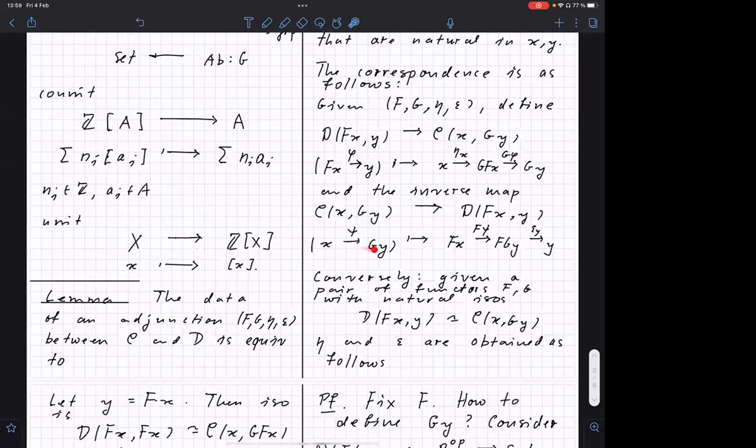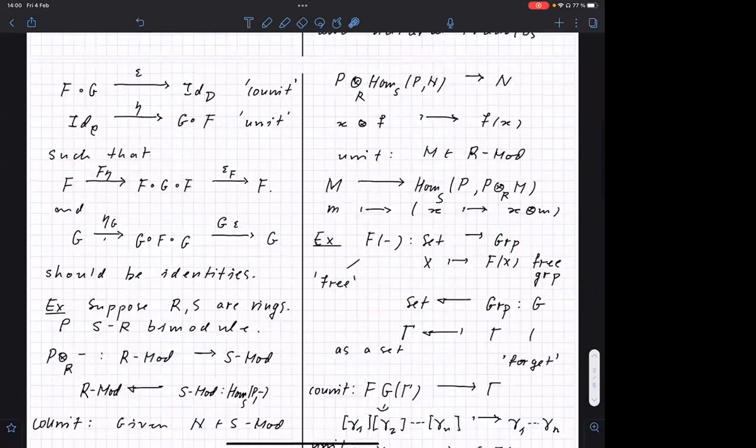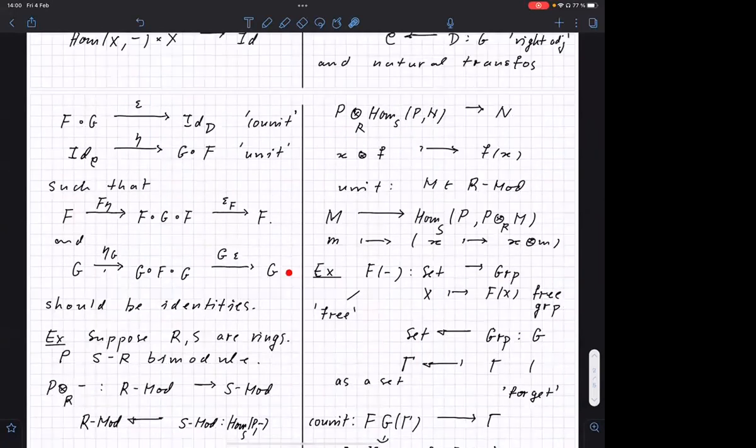I apply F to it. So I'll get a map from Fx to FGY. And then I can post-compose that with my co-unit. Altogether, that will give a map from Fx to Y. And I claim these two are inverse to each other. The reason they're inverse to each other is exactly because of these identities, that these two composites are the identity.